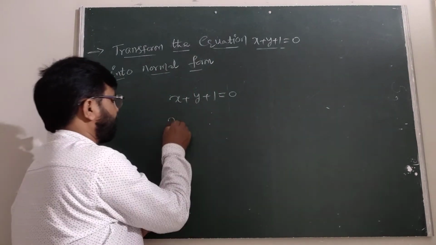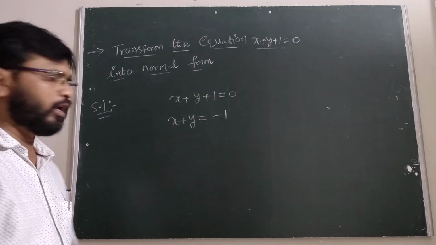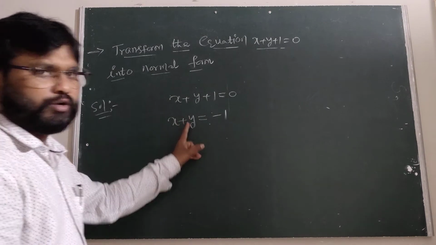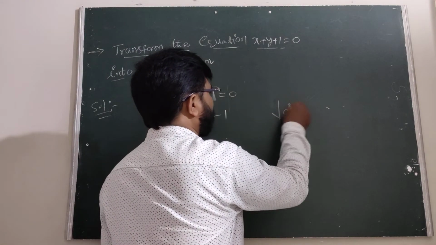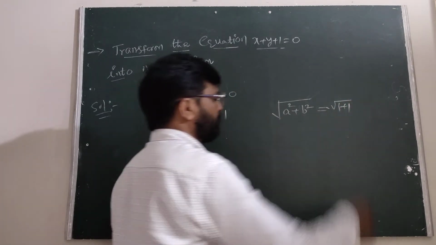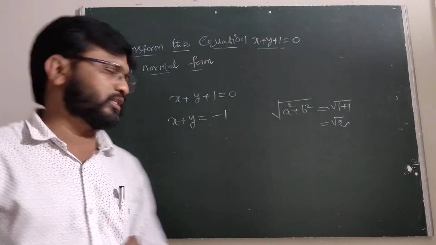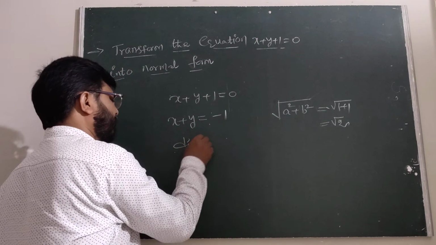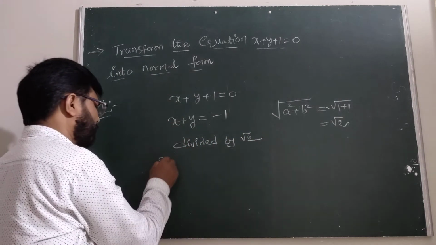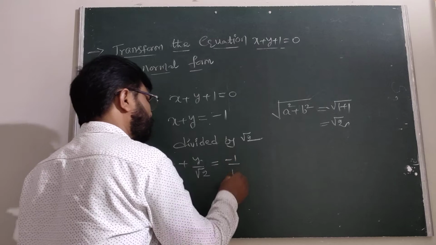Therefore, now we take the x and y terms on the left hand side, and the plus 1 becomes minus 1. Now we divide by root of a square plus b square. Here a equals 1, b equals 1. The a square plus b square value is 1 plus 1, that is 2. Now we divide by root 2 on both sides. Then it will come x by root 2 plus y by root 2 equal to minus 1 by root 2.